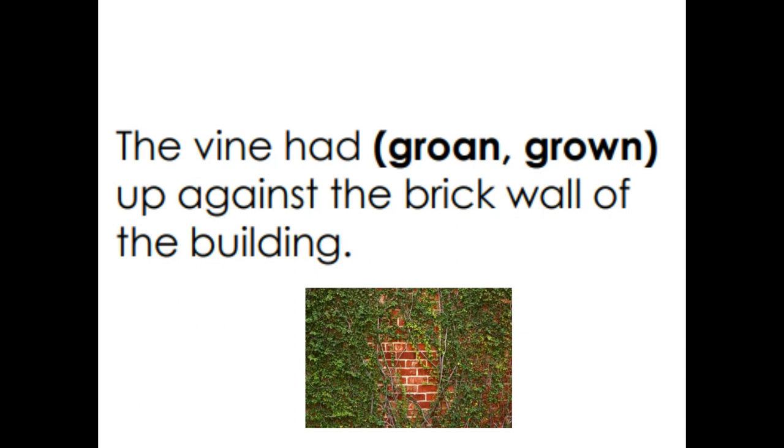So another example: the vine had grown up against the brick wall of the building. I inserted a little picture for each one of these just to help out with some context clues. So these are vines. I need to figure out which one. The first word is grown, as in "ugh, I don't want to do this," and the next one is grown, like something is growing. So that is the one that I would choose. The vines were growing against, they had grown against the brick wall.